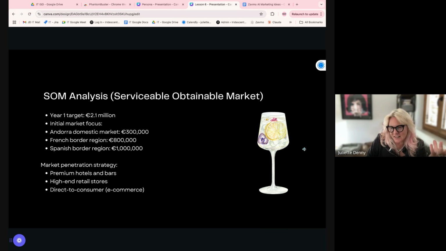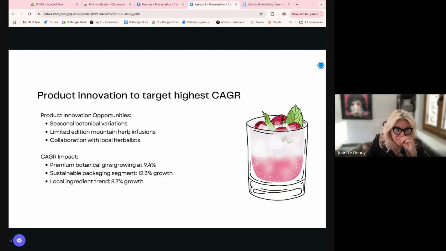So this analysis of compound annual growth rate is really important, because by harnessing what is naturally happening in the market, you're much more likely to reduce the risk of what you're doing. So when you start looking at how the 4 Ps are affected by the highest CAGR metrics, these are the kind of things that you want to be looking at.